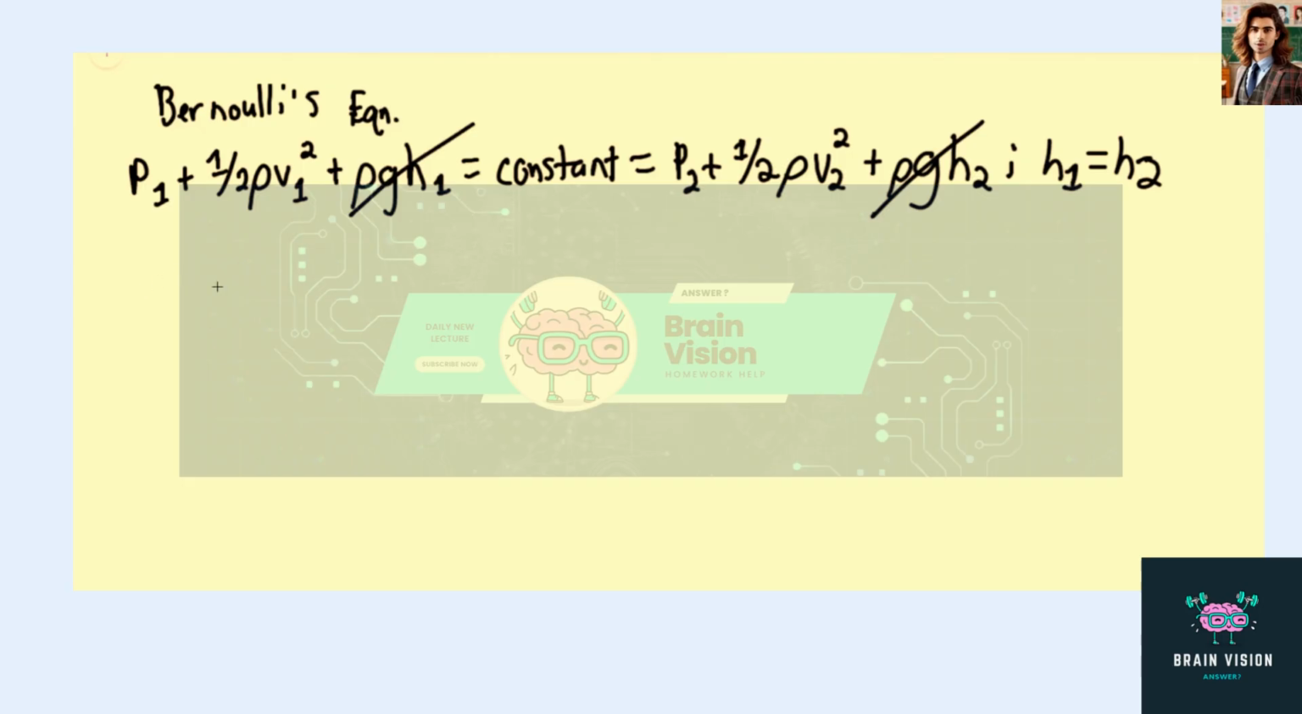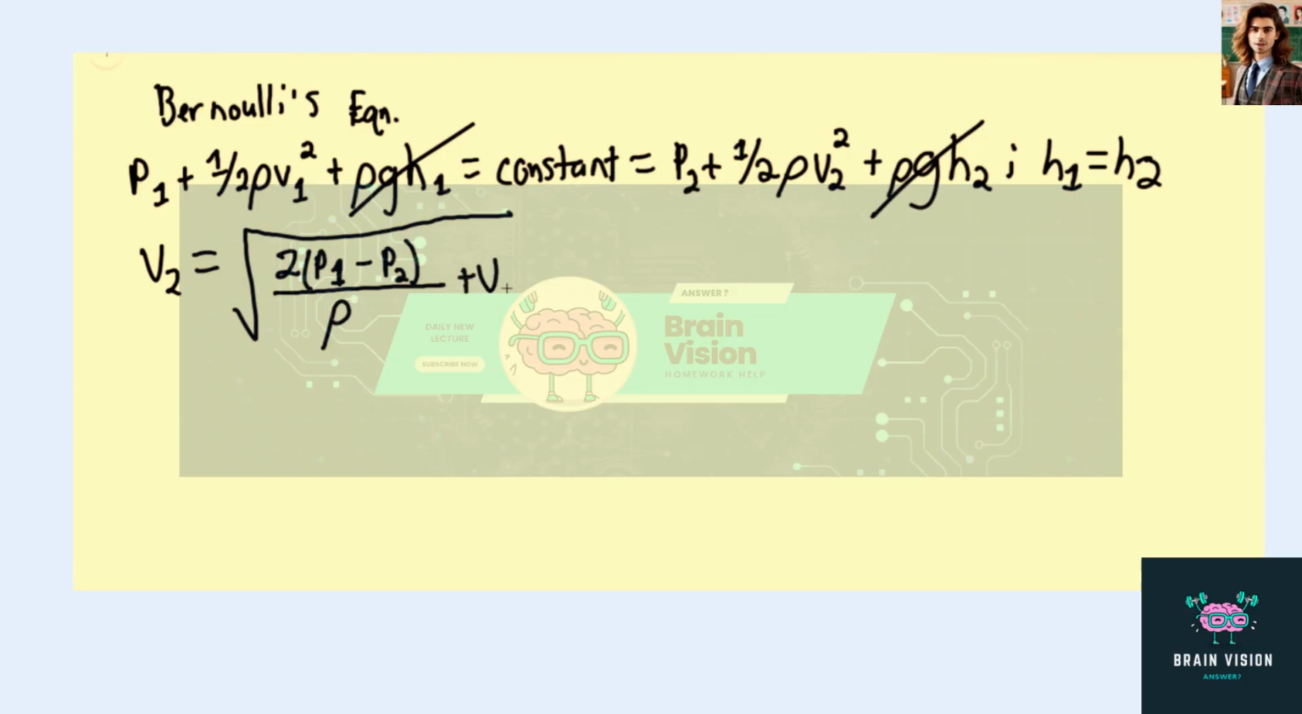After this, we can solve for v2 because v2 is what we want to find in order to get to the equation of continuity. So at this point, we can isolate this v2 here, and we can say that v sub 2, the velocity in the second section of the artery where it is blocked by plaque, is going to equal the square root of 2 times p sub 1 minus p sub 2 divided by the density of blood, plus the velocity in the first section of the artery.